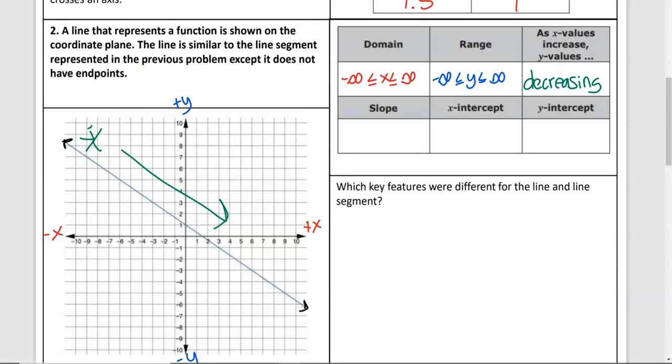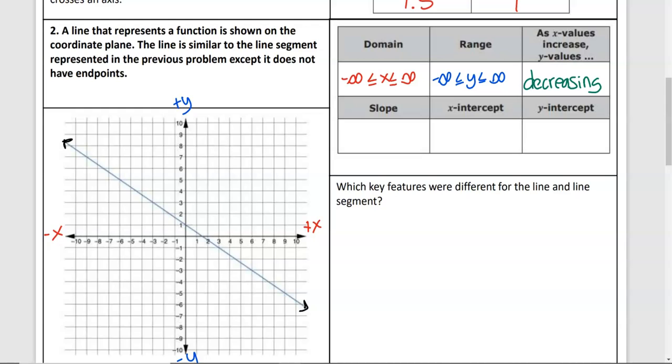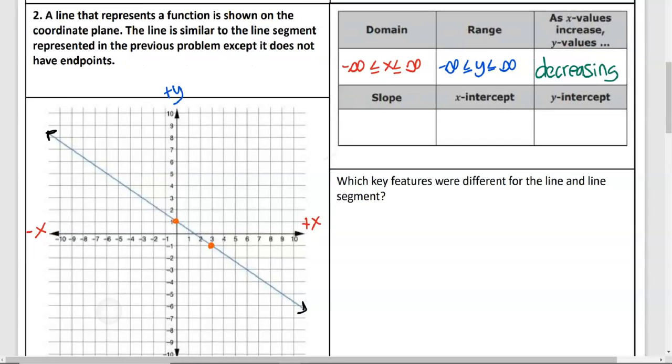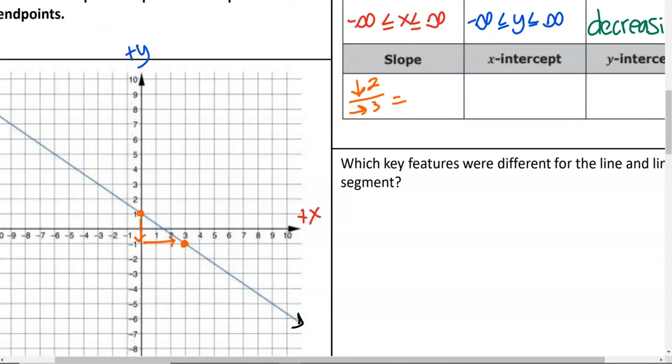All right, it's a line, so you know it's going to have a slope. What's our slope? Go from here to here. Negative what? We went down how many? We went down 2, and we went over how many? So how do I put that as a slope? Negative 2 over 3. Good. Negative 2/3.